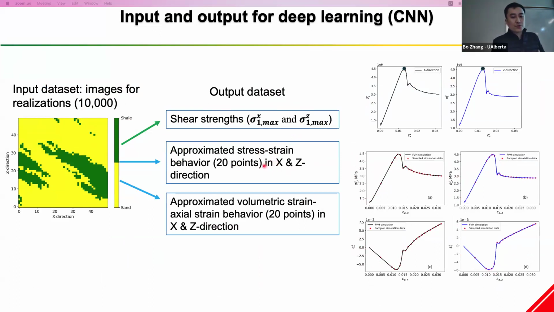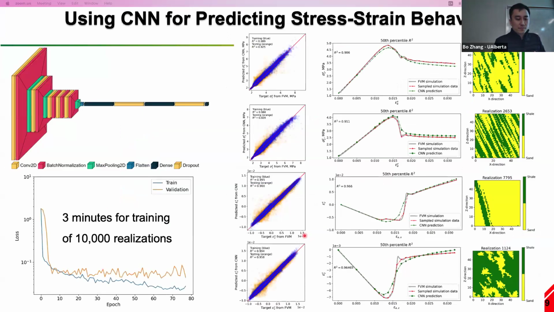So here we only use 20 points in both X and Z direction and try to mimic the stress strain behavior and also the volumetric change curve. And we have done a lot of sensitivity analysis, and 20 points is more than enough for us to capture it, and doesn't lead to a lot of changes. Then it is possible for us to train using AlexNet, which is one of the most famous CNN models. So it only took us 3 minutes for training of 10,000 realizations.